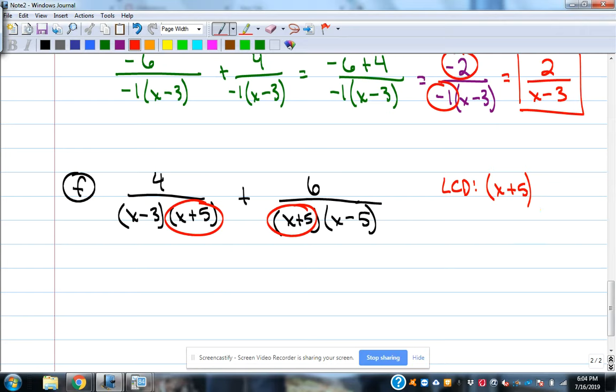And then I need one of each of the things that is not common. I have an x minus 3 and I have an x minus 5. Both of those have to be in there. So this common denominator has 3 factors. x plus 5, that's the one they had the same. And then x minus 3 and x minus 5, those were the two that weren't the same. So if the common denominator is all 3 of those, what does the first fraction need? What's it missing?